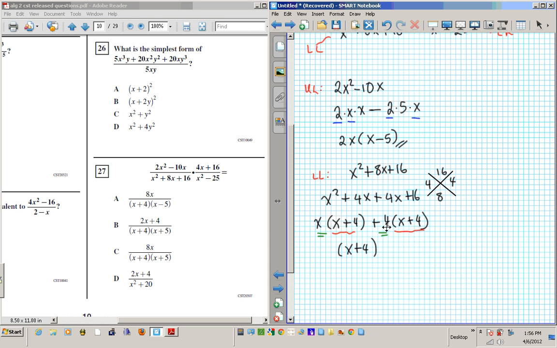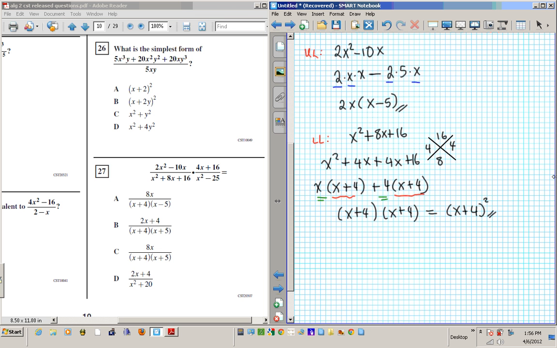X plus 4. These two quantities are identical, so I can express them as a square since it's being multiplied by itself. So x plus 4 squared is my expression for the lower left. Alright? Now let's do the upper right.